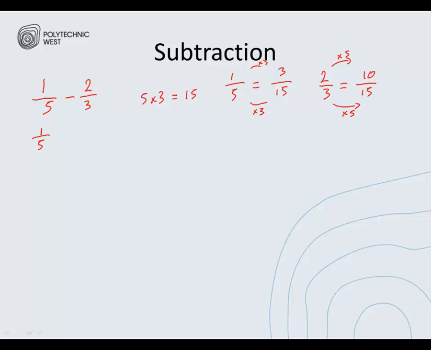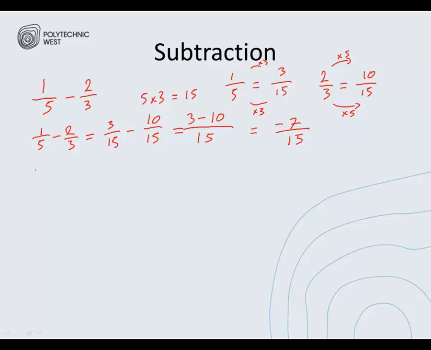1 over 5 minus 2 over 3 actually equals 3 over 15 minus 10 over 15, and the bottoms are the same. So we just combine that and say it's 3 minus 10 over 15. 3 minus 10 is minus 7 over 15. It's a minus number, but that's fine.